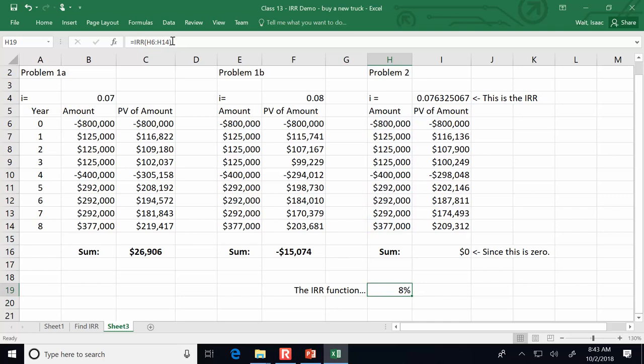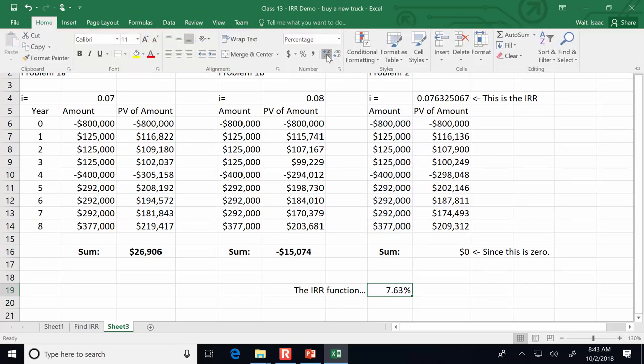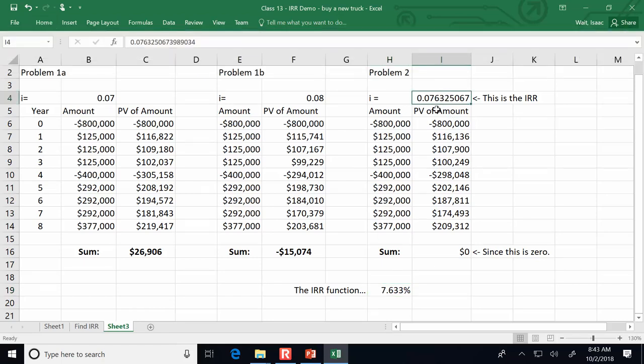It says 8%, but if we have it display more digits, you'll see it's the same 6.33% that we went to all the trouble to calculate manually. So that IRR function, you tell it a range of values, and it knows that at the top of the list, that's some amount at the present. And then the next number, it knows, that's year one, then year two, year three. And within Excel, it's going to do the calculations of finding some interest rate that makes this entire range of cash flows come into equilibrium.